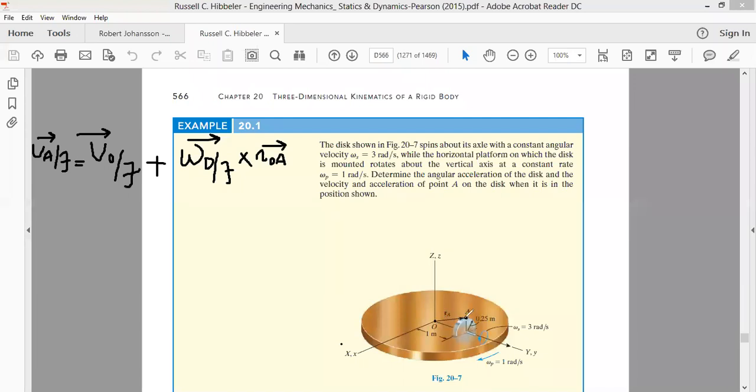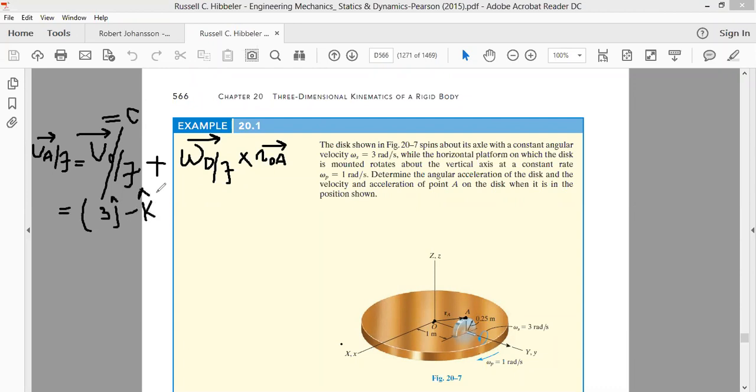So we will say, velocity of A with respect to the ground is equal to velocity of O with respect to the ground plus angular velocity of the disk with respect to the ground cross product with the radius vector drawn from O to A. Look at point O. It is not moving with respect to the ground. It is not translating in any direction, neither x, y, nor z. Therefore, velocity of O with respect to ground will be 0. Now, the angular velocity of the disk with respect to the ground, which we have just calculated, is 3j minus k cap.